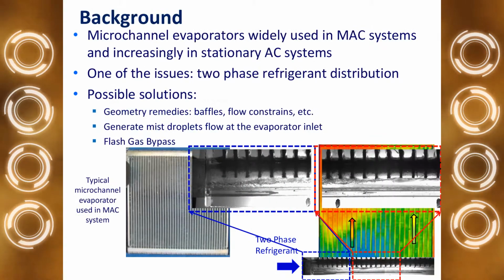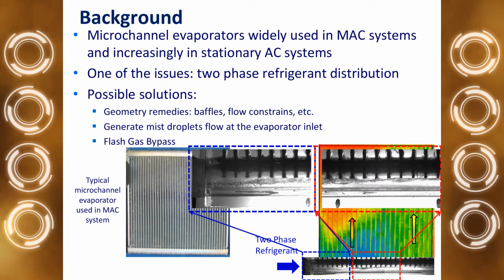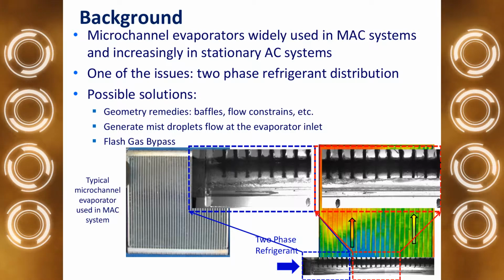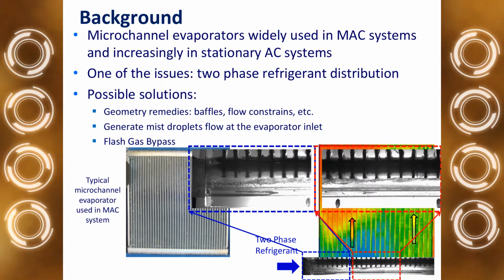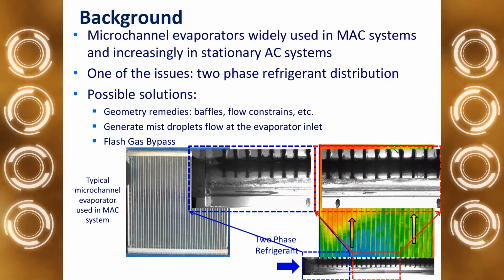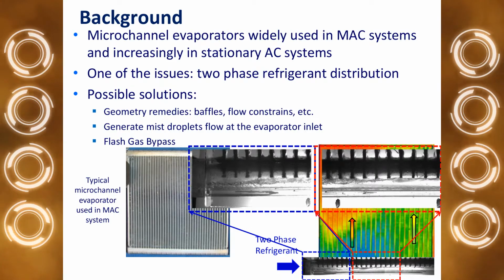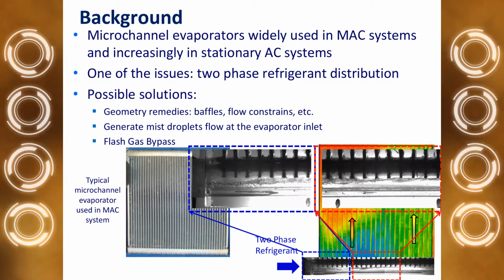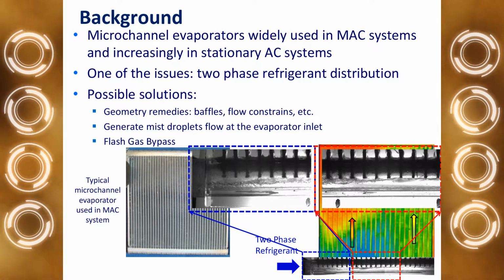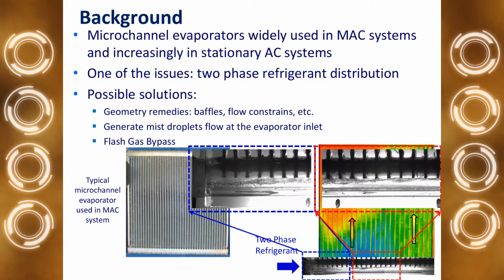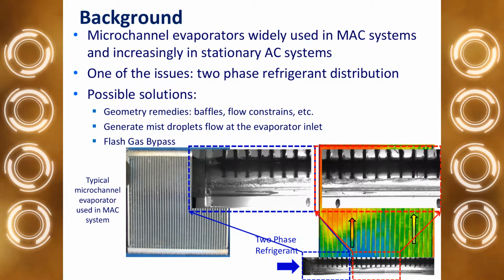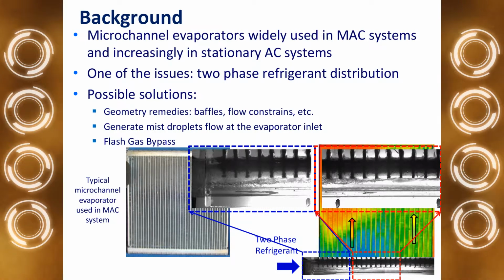So here is some background about my presentation. Everybody should know that microchannel evaporators are nowadays widely used in MAC systems, in mobile air conditioning systems, and increasingly also in stationary AC systems. One of the main issues for microchannels is that we do not have good distribution of two-phase refrigerant in the headers. Some of the possible solutions can be geometry remedies, like baffles, flow constraints, or generating mist droplets at the inlet of the evaporator header, or flash gas bypass.